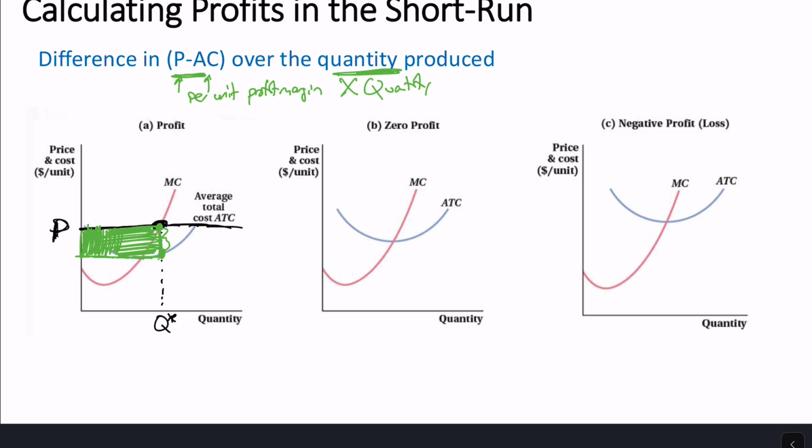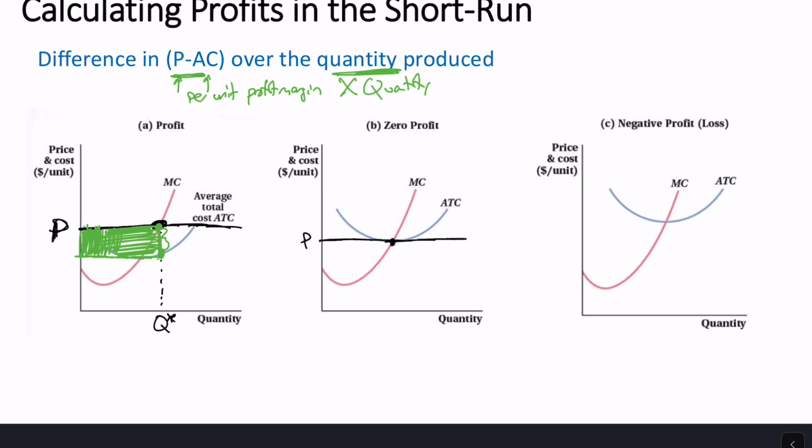Right, zero profit is going to happen when your price is going to be equal to minimum average cost. Right here. So what we have here is price equals marginal cost. That's happening because that's the profit maximizing quantity choice to give us Q star, profit maximizing quantity.